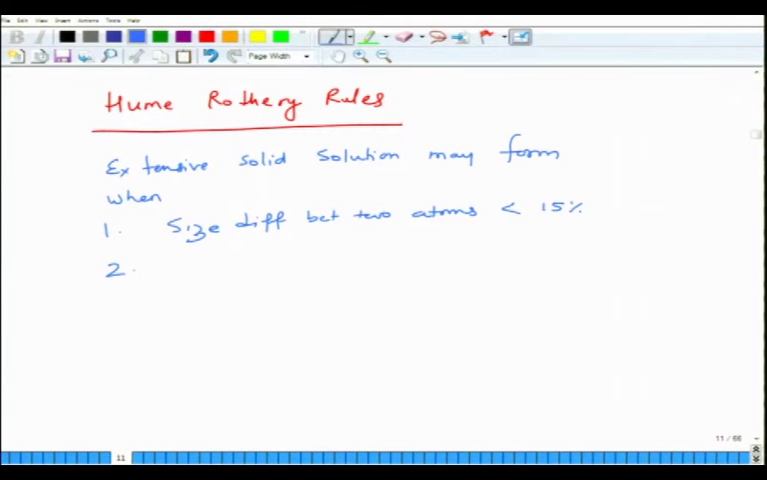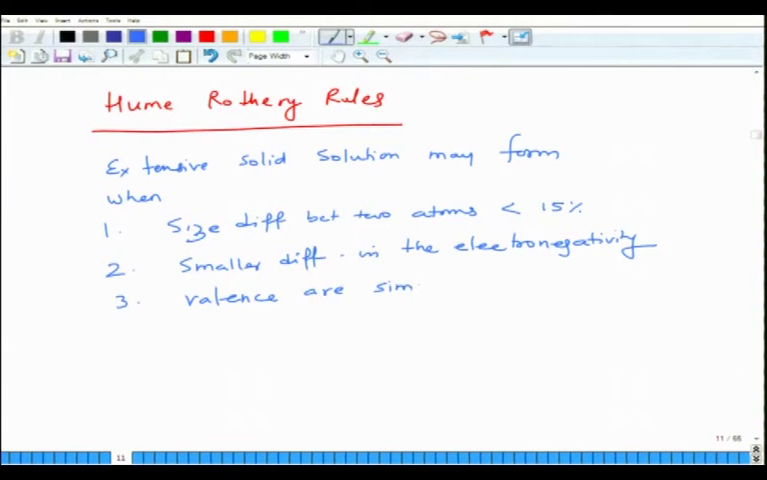Number 2, there should be a smaller difference in the electronegativity, which means they should not be very far apart in the periodic table, otherwise they will make an ionic bond. Third is their valences are similar. Now, these are not exactly rules, these are guidelines because there are violations. But by and large they are followed in most metallic systems.